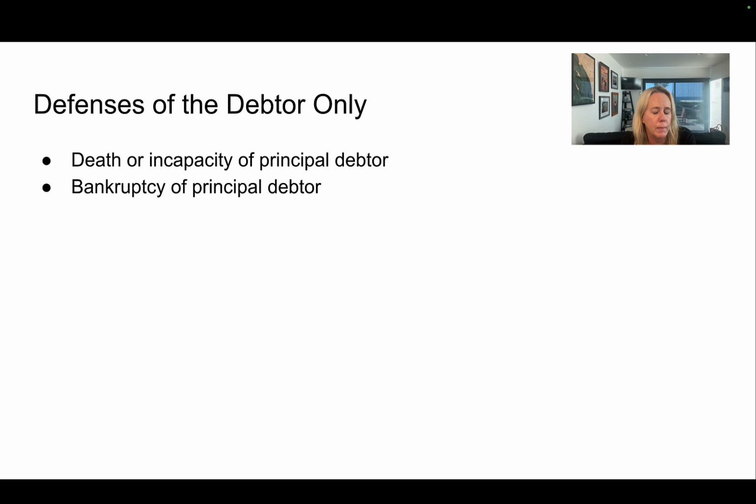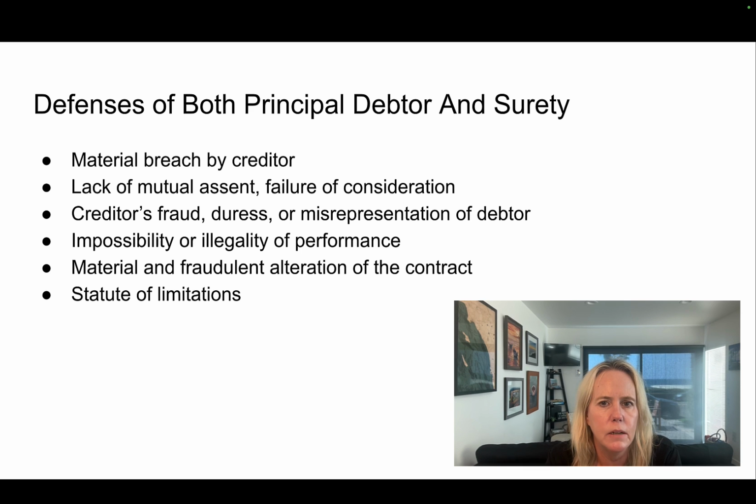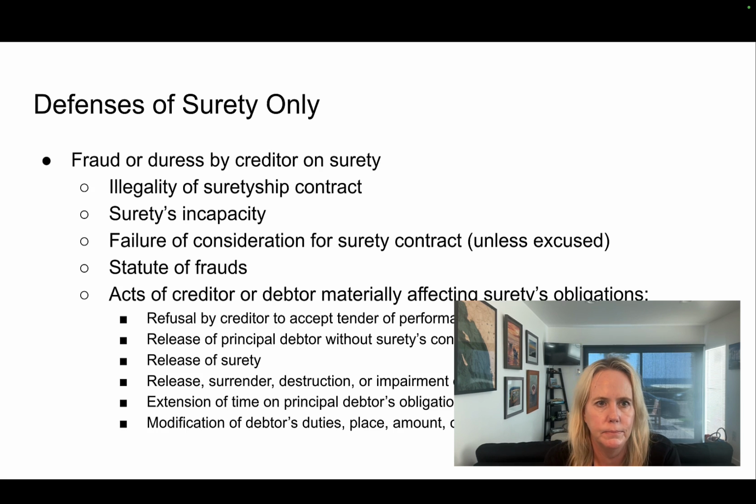So what are the defenses of the debtor? Not many. Death or incapacity, bankruptcy. Defenses of both the debtor and the surety: material breach by the creditor, lack of mutual assent, or failure of consideration, so mutual assent, lack of agreement, failure of the consideration, creditor's fraud, duress, or misrepresentation, impossibility or illegality of performance. So again, these are contract defenses. Material or fraudulent alteration of the contract, or the statute of limitations.